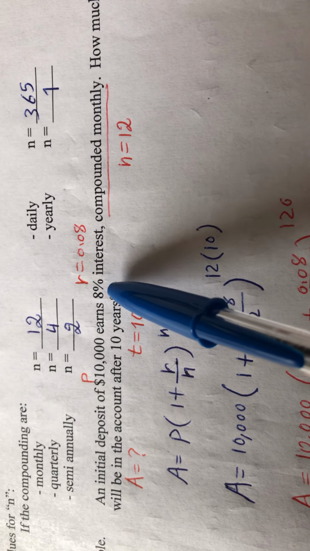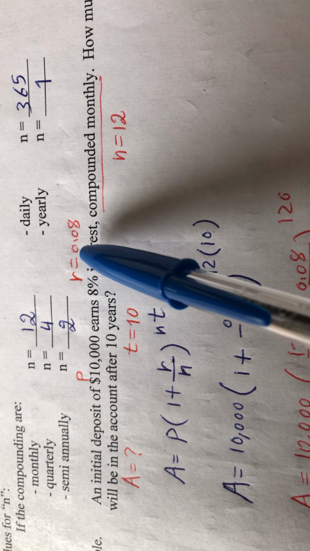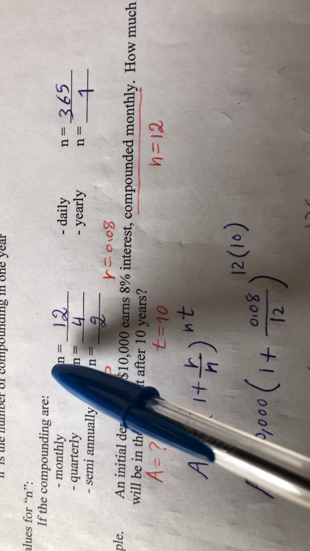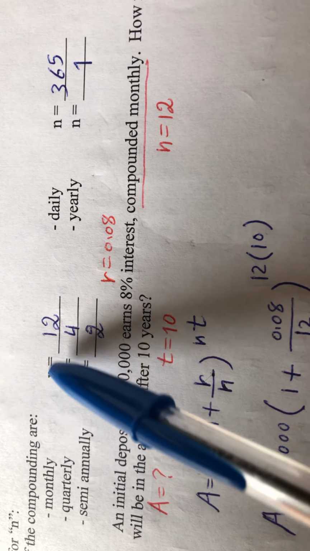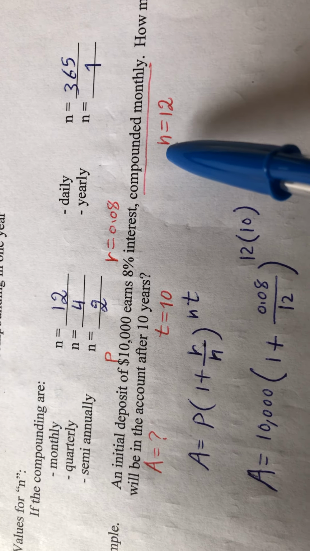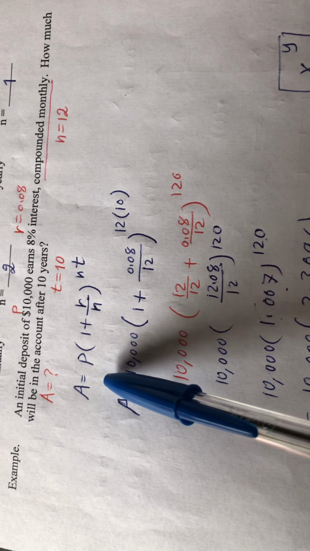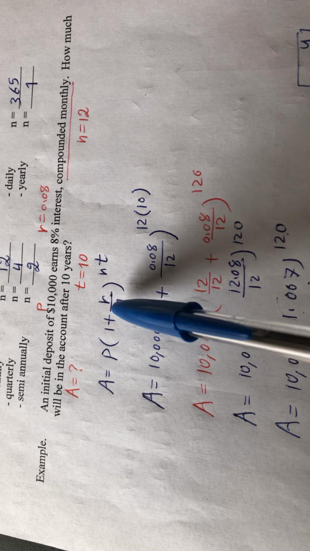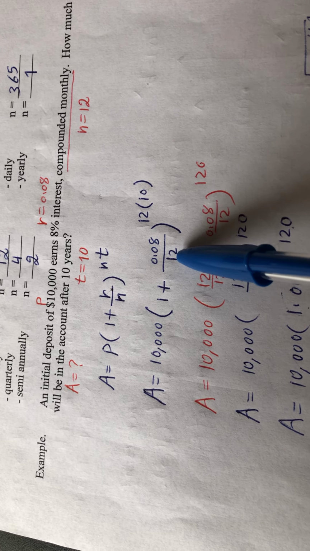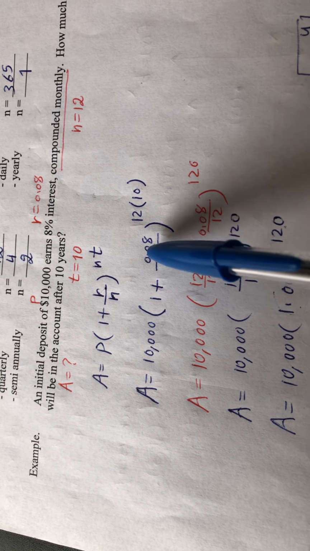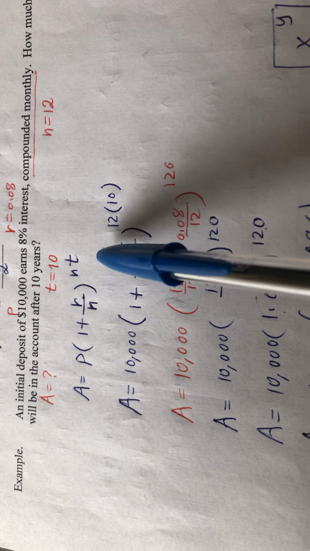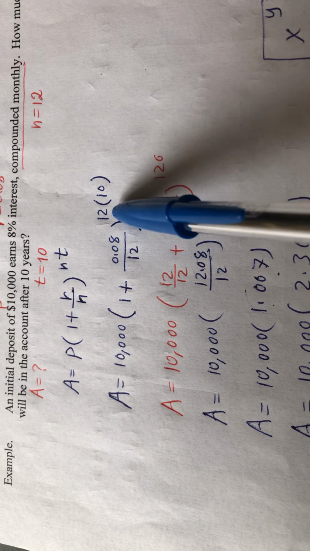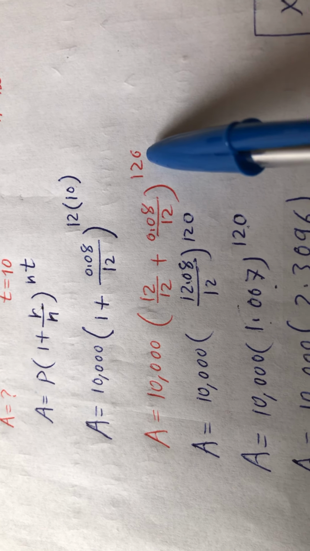The interest rate is 8%. Change this to a decimal, which equals 0.08. Compounded monthly, so N equals 12. Now apply this formula. A equals P, which is 10,000, times 1 plus R over N, which is 0.08 over 12, raised to the power N times T. N is 12 and T is 10. So 12 times 10 is 120.